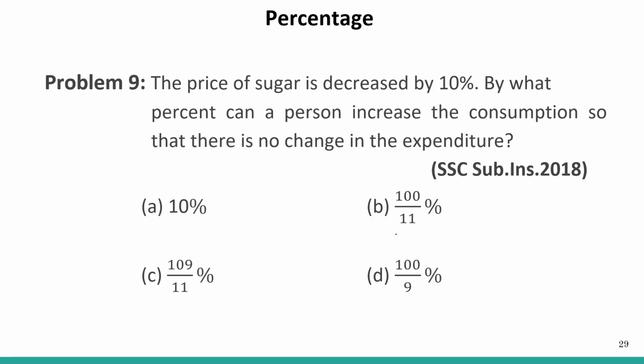Okay. Let's see problem number 9. The price of sugar is decreased by 10%. So by what percent can a person increase the consumption so that there is no change in the expenditure? So what we want to do is, after the sugar price is decreased, we want to increase the consumption so that there is no change in expenditure. The amount that we actually utilize on sugar remains the same. Okay. So let's see whether the answer is 10% or 100 by 11 or 100 by 9 or 109 by 11.